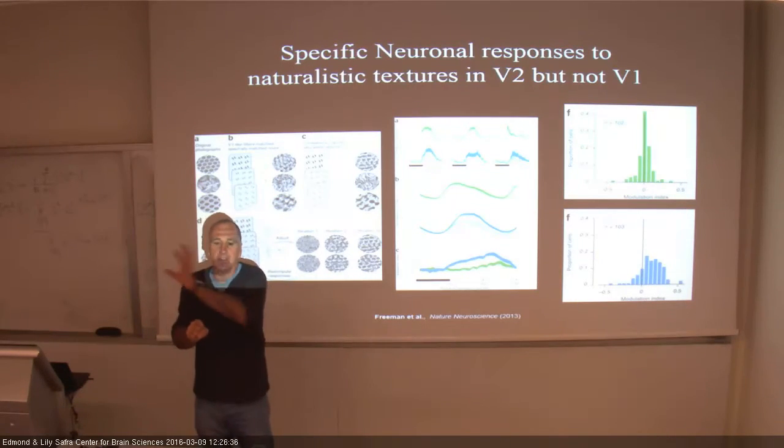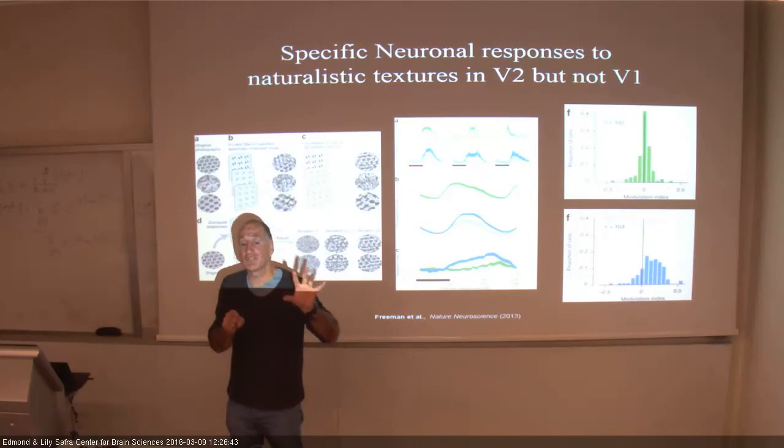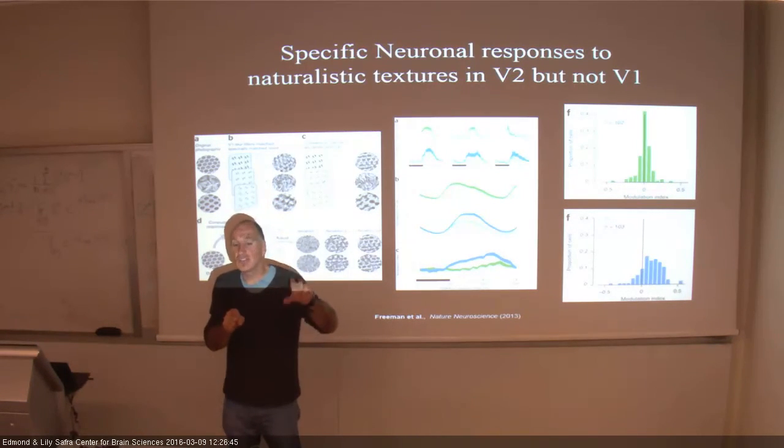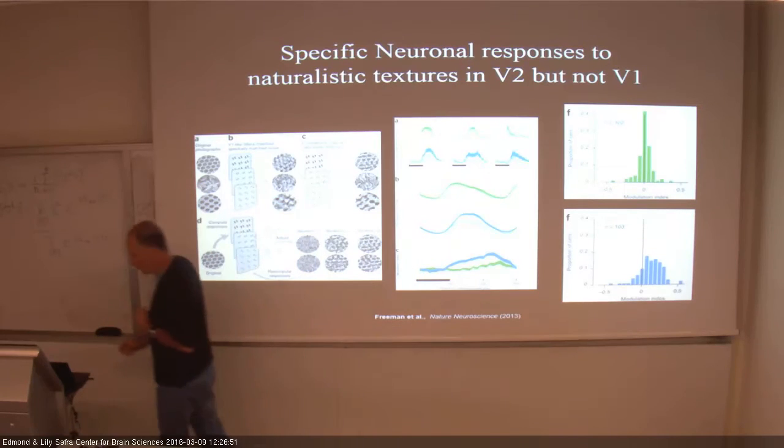If a cell's receptive field is somewhere else, you're not going to get any response, right? So you have to place the stimulus within the receptive field of the cell and then start playing with the image identity, which is what they've done. So that's not a problem, what you say.